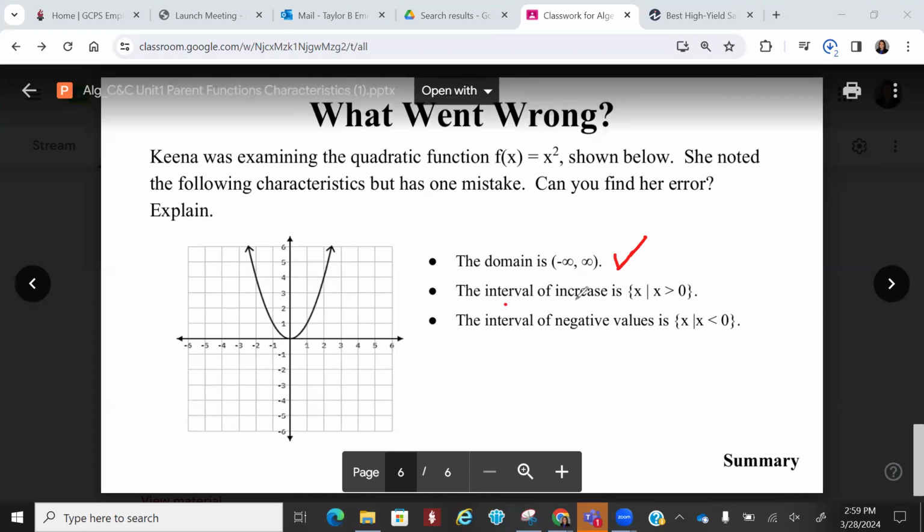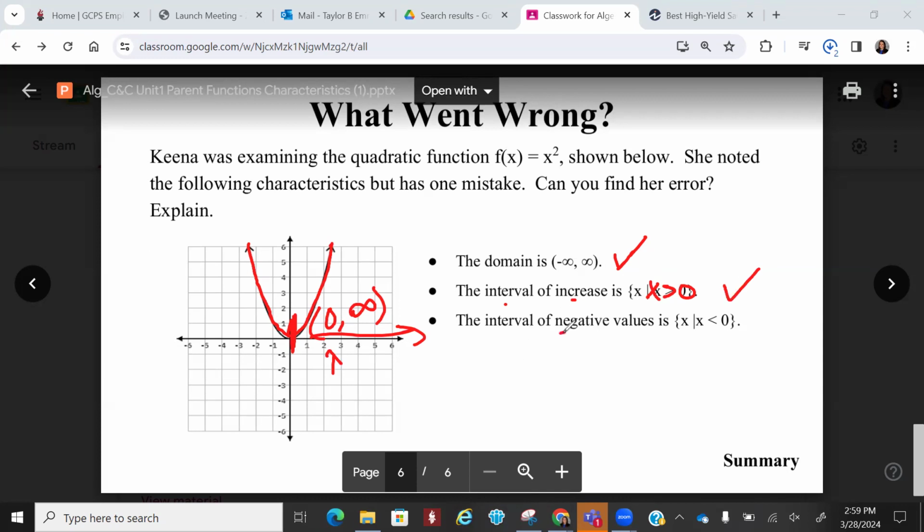Okay, so the second one says interval of increase. So is it decreasing or increasing first? Okay, then it's increasing, right? When is it increasing? Okay, so 0 to positive infinity, right? Well, we're saying x is bigger than 0. There's a question mark after that. So 3 is in between 0 and infinity, right? Is 3 bigger than 0? Yeah. Okay, so that's what this is saying. X is bigger than 0, which is true.